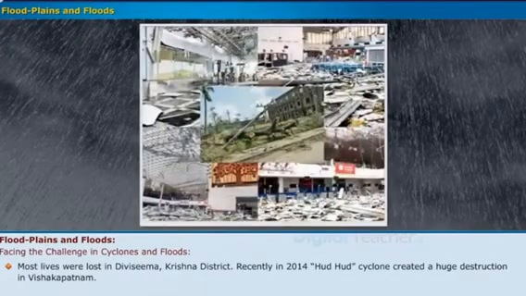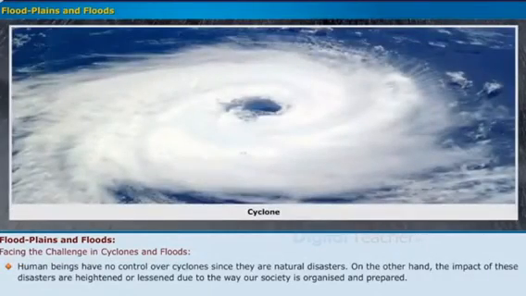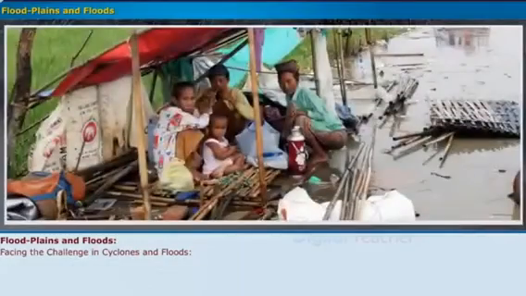Recently, in 2014, Hudhud cyclone created huge destruction in Vishakhapatnam. Human beings have no control over cyclones since they are natural disasters. On the other hand, the impact of these disasters is heightened or lessened due to the way our society is organized and prepared. Let us learn about the cyclones and floods in more detail.